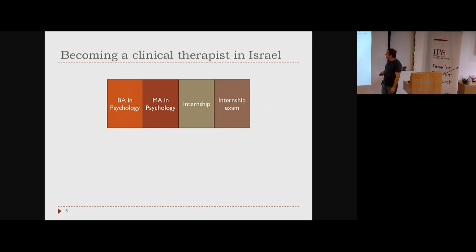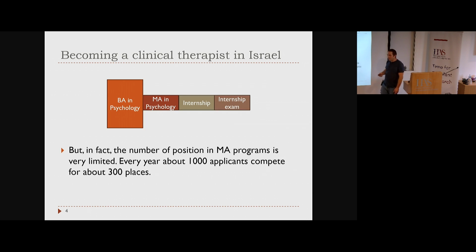You can start treating people. That's what you think your career track would look like when you start it, but then you realize that it really looks something like that, in the sense that there are a lot of people starting their BA in psychology, but there is a very narrow funnel leading to an MA in psychology. Not everybody who starts a BA in psychology gets admitted. Every year about 1,000 applicants compete to get admitted into 300 positions.